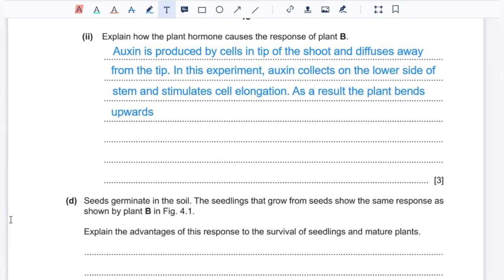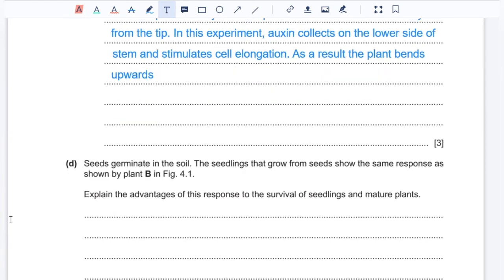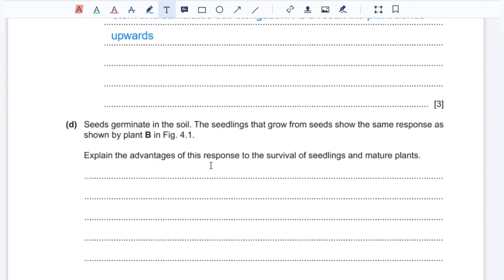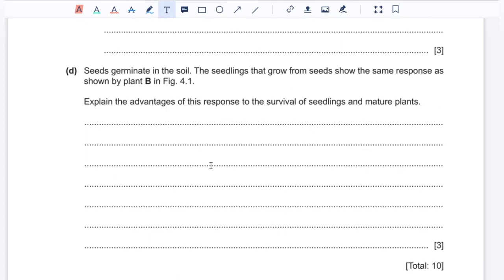D. Seeds germinate in the soil. The seedlings that grow from seeds show the same response as shown by B in figure 4.1. So the seedlings show the same response would mean that the seedlings also grow away from gravity. Explain the advantages of this response to the survival of seedlings and mature plants. So in other words, explain the advantages to the seedlings of growing away from the gravity.